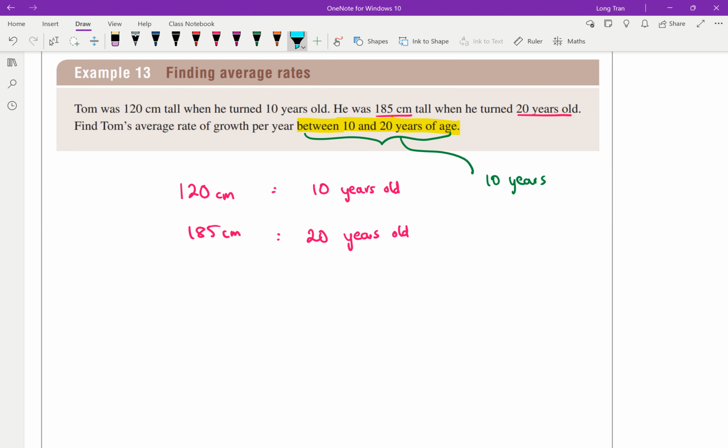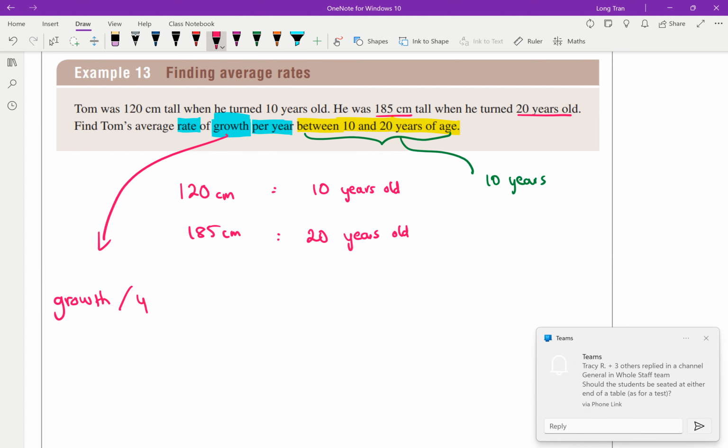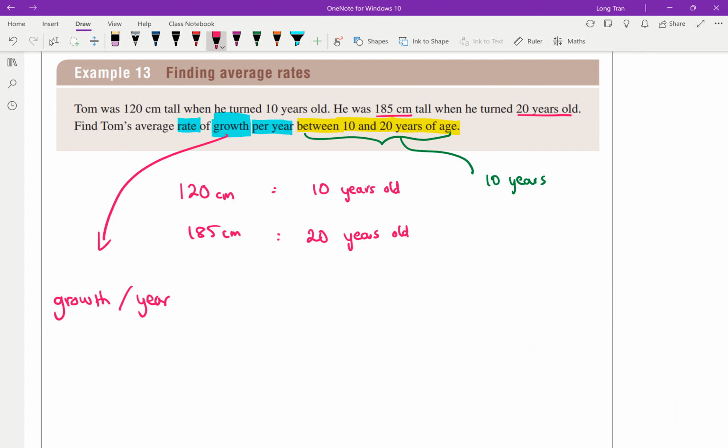It says average rate of growth. So growth is how fast you grow in terms of your height per year. Do you see that language there? This one's trying to talk about growth per year. Can you see that? That's what they're trying to get to. So first thing we need is a rate.